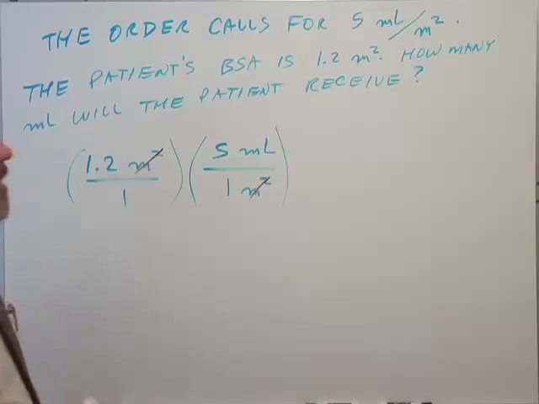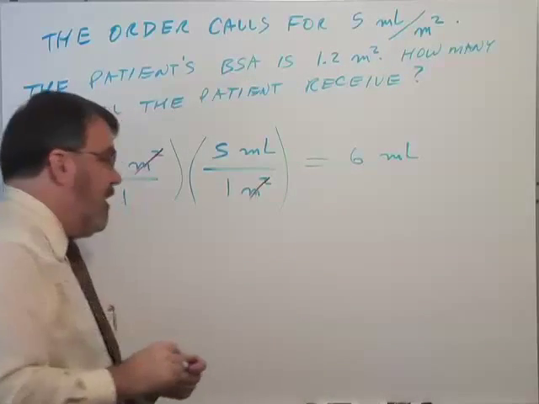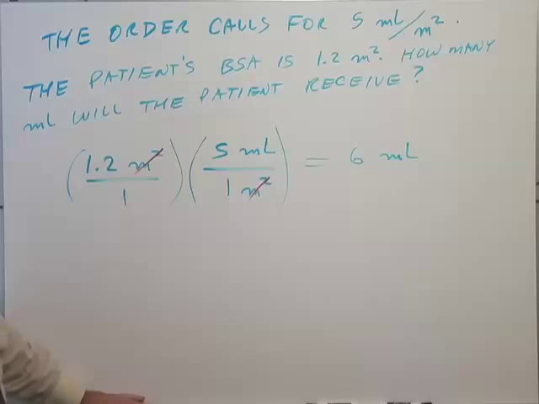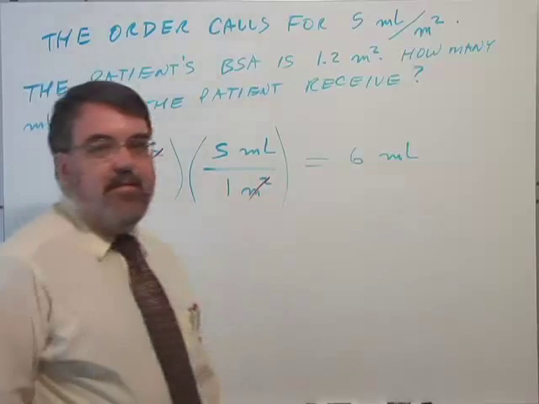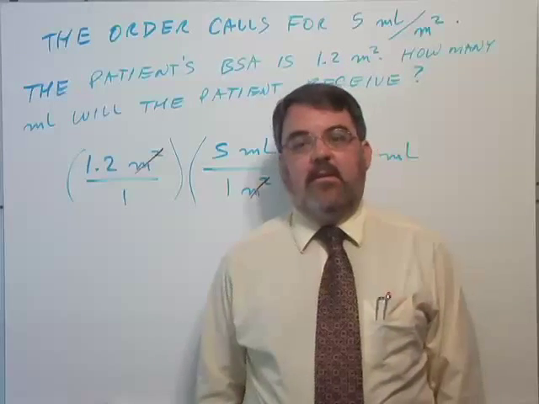And 1.2 times 5 is 6 milliliters. So that's the calculation. It's really no different than about anything else we've done here. Square meters is just another type of unit which can get canceled.